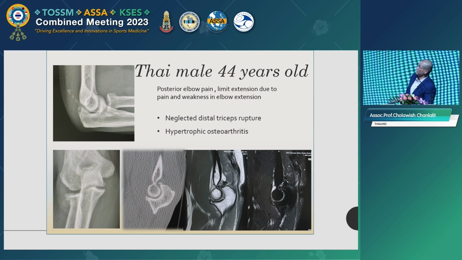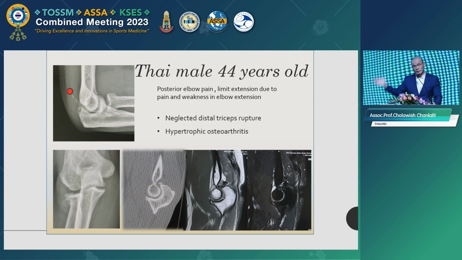It's a male, 44 years old, with posterior elbow pain, limited extension leading to pain, and weakness in elbow extension. In the beginning, the first doctor who consulted me was concerned about the range of motion loss because of the extension deficit. But when I took a look at the X-ray, you see something. You will see this one. I don't think that is a loose body. It's like a fleck sign of a triceps insertion avulsion.